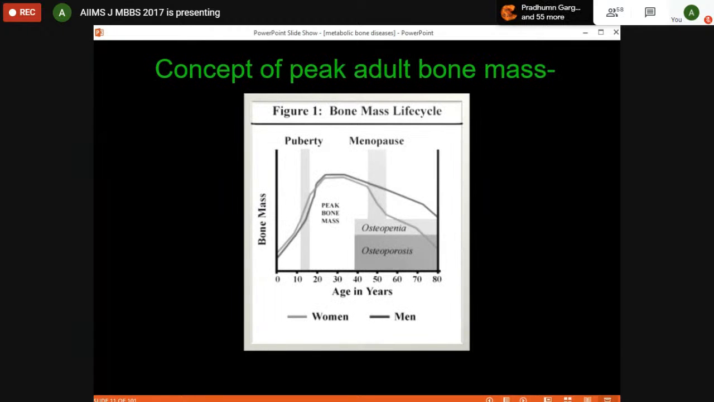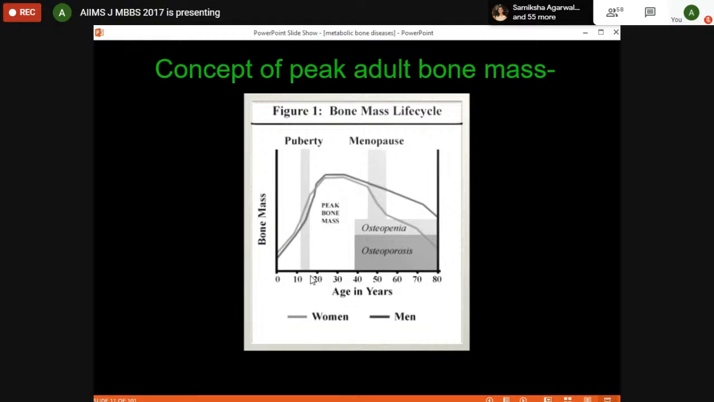Here you can see the concept of peak adult bone mass. Between the ages of 15 to 20 years and up to 40 years, bone mass is at its maximum in a person's lifespan, approximately at the age of 20-25. This is at its peak level. Both women and men look similar in this graph.